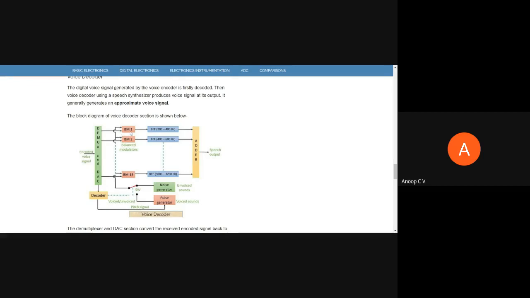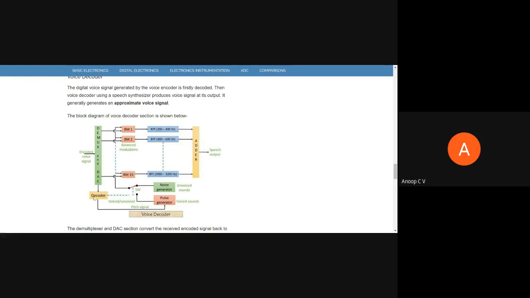BM1 will have a carrier frequency centered at 200 to 400. BM2 carrier will have frequency centered at 400 to 600, like that. But the amplitude is decided by the DC level of this encoded signal. Already we found out the DC level corresponding to the band 200 to 400, up to 3000 to 3200, right? Then apart from that, we should also know whether the sound is voiced or unvoiced.